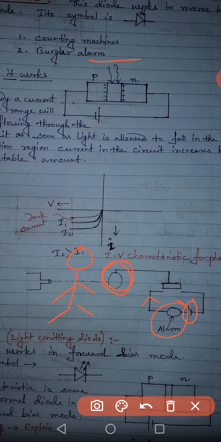So this is nothing but like a burglar alarm. Okay. Similarly, the same concept is used for counting machines also. Just in a counting machine, in place of an alarm, there will be a counter. When a person enters, the person is blocking the light. As a result, it is completing the circuit. And once it completes the circuit for the first time, the counting machine will count 1. Now the second person enters, then what will happen? It will again fall, then it will count 2. In this way it goes on. Okay, so that is how this photodiode works.